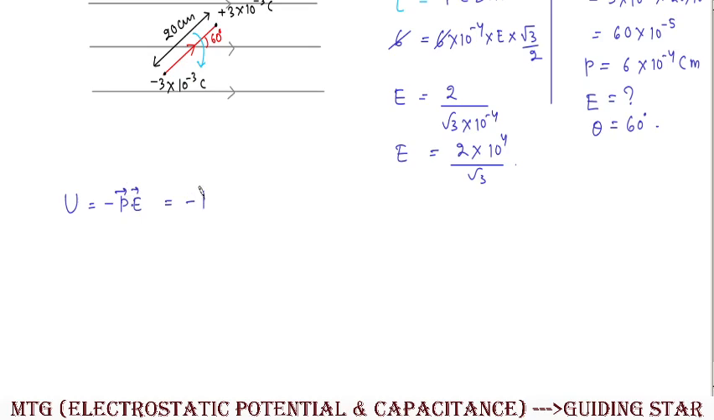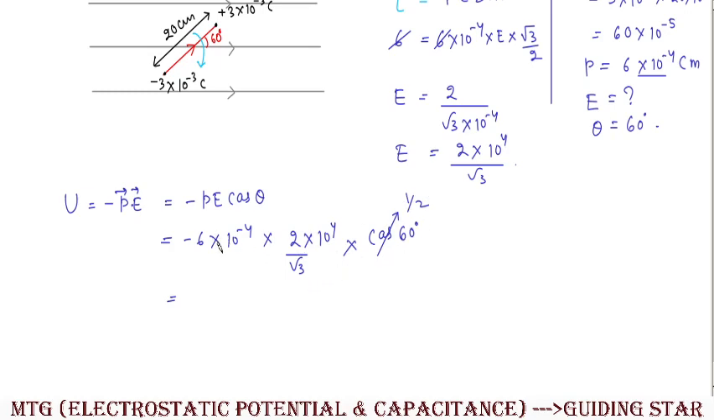So it will be minus P E cos theta. Here P, how much did we get? P is 6 into 10 to the power minus 4. And the value of E we just got is 2 into 10 to the power 4 divided by root 3, and cos theta, that means cos of 60 degree. So finally how much will we get? In this particular case, if we take the calculation, cos 60 is 1 by 2. Clear? So cos 60 is 1 by 2.